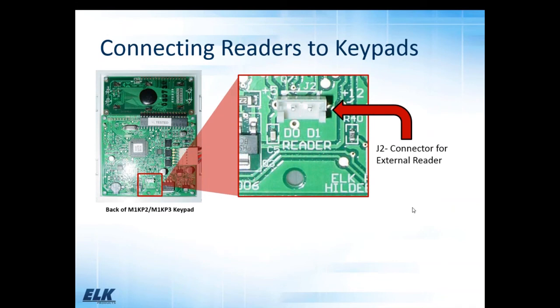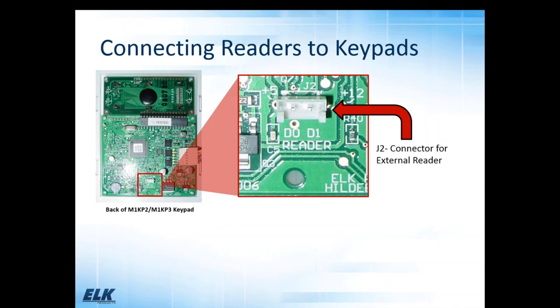So now we're looking at the back of an M1KP2. An M1KP3 keypad, while the housing is quite different from the KP2, the back of the keypad is going to look pretty much the same. So you're going to be looking in the same area on the circuit board and seeing the same labeling, even though those keypads are very different aesthetically speaking. So on this keypad, you'll notice it's a 2-pin connector. J2 is just for your data.